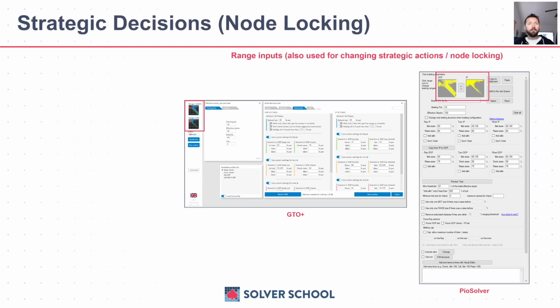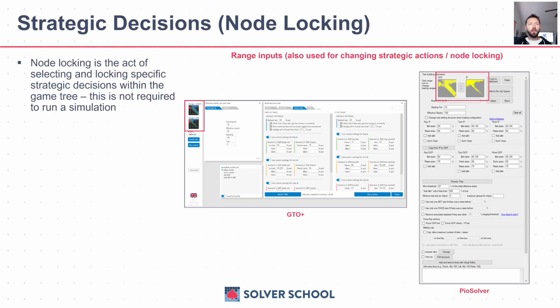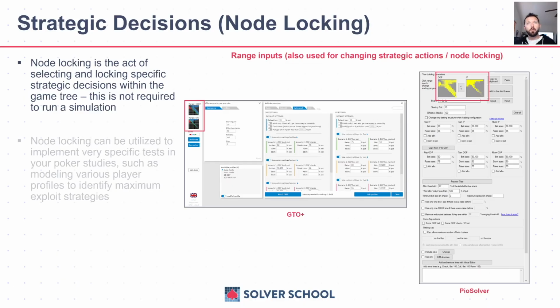The next thing that we have here is strategic decisions, or node locking. Node locking is the act of selecting and locking specific strategic decisions within the game tree. This is not required to run any simulation. This is an optional component. But node locking is utilized to implement very specific tests in your poker studies, such as modeling various player profiles and ultimately trying to identify maximum exploitative strategies.